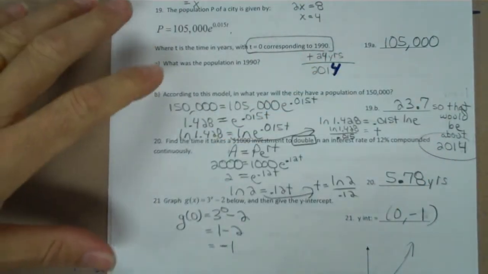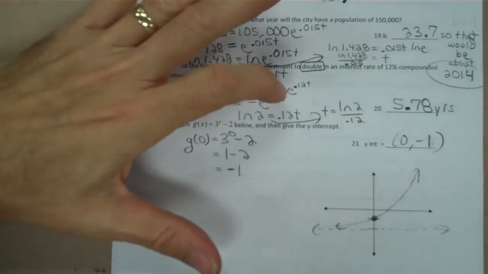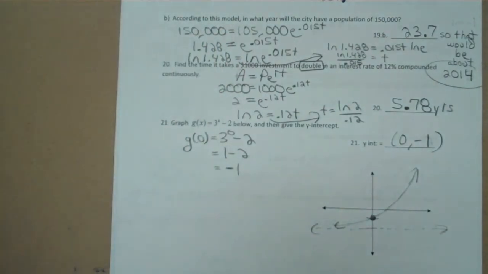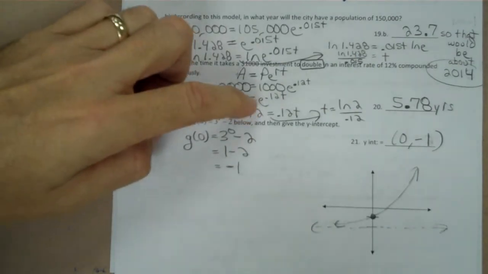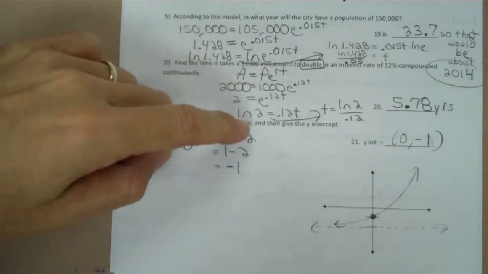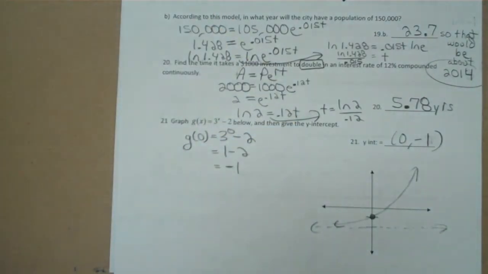And then number 20, how long will it take to double? Well, it's 1,000 right now, so let's make the amount of money double that, so 2,000. Divide both sides by 1,000, so that's 2. And then change it to logarithmic form, so natural log of 2, or log base e, equals the exponent, which is 0.12t, and then divide by 0.12, and that's calculator.